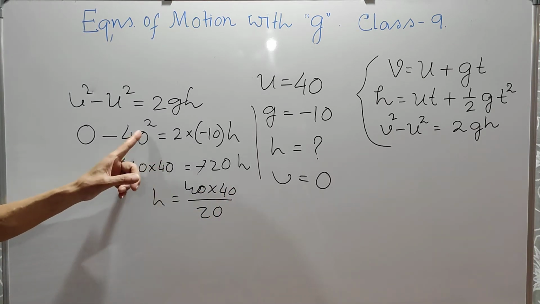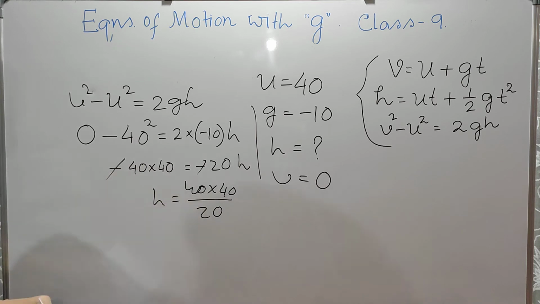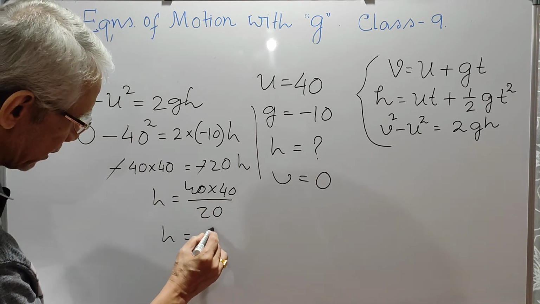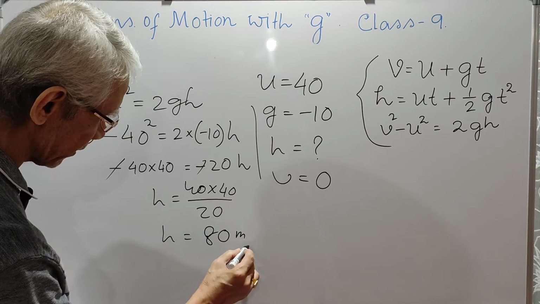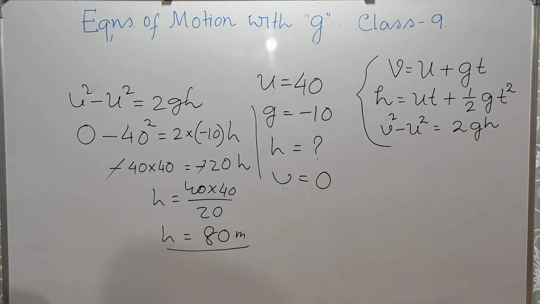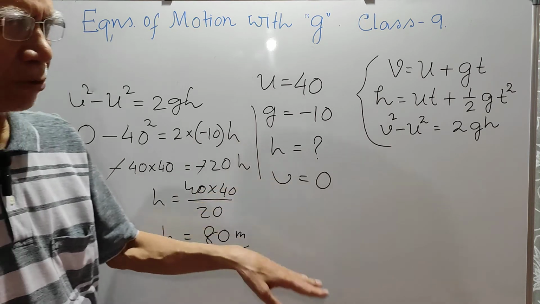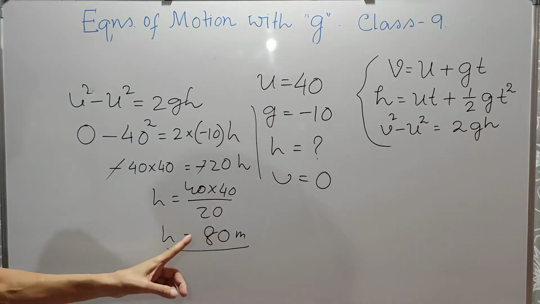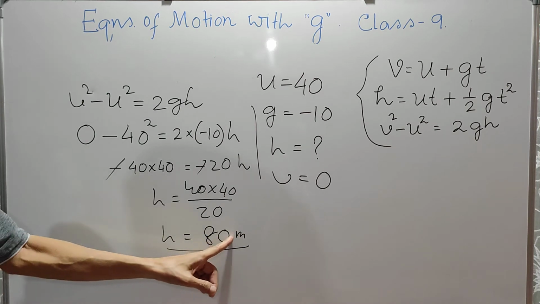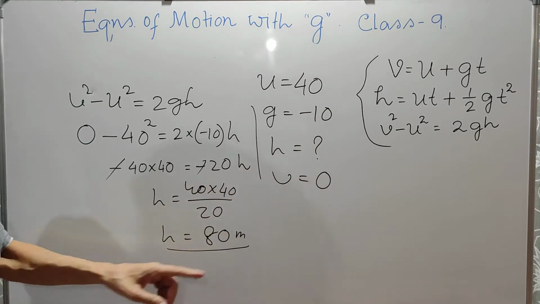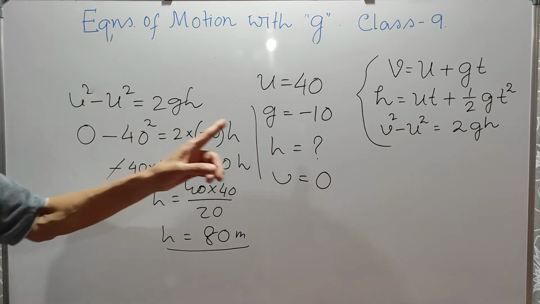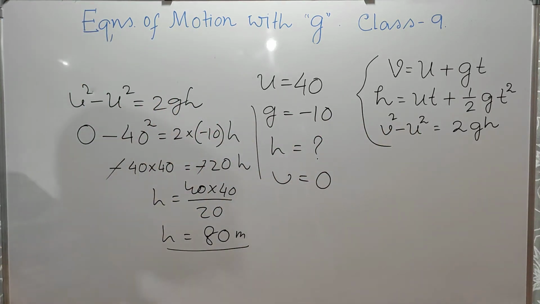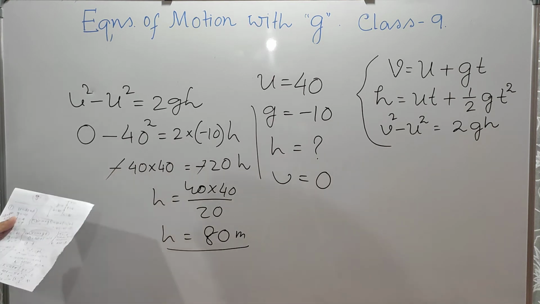So 40 into 40, 40 square, that is by 20. So what do you get? H equal to 80. Yes, 80 meter. This is the answer. All right. So how high will it rise? The question was how high will it rise? It will rise to a maximum height of 80 meter, at which velocity becomes 0. So this is the answer. So you see which formula we selected? This third formula.